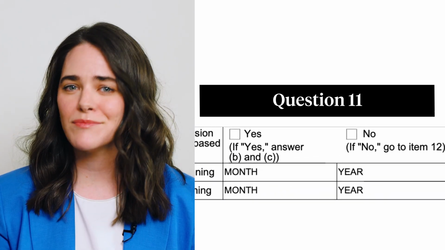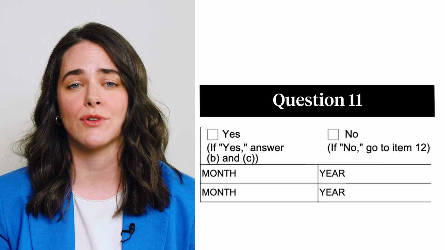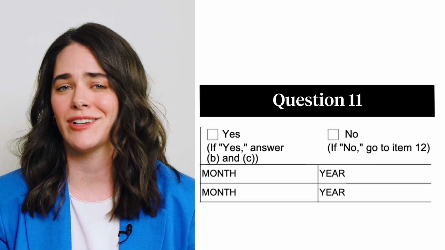If you answer yes, you need to list the month and year the pension or annuity payments started, or will start if they haven't yet. If you're uncertain whether you have a pension or annuity, you probably do not, but you can check past employment and financial records. If you don't have a pension or annuity, just answer no and keep moving.